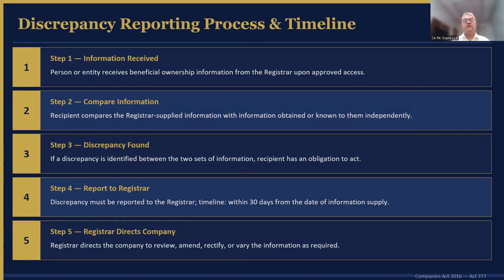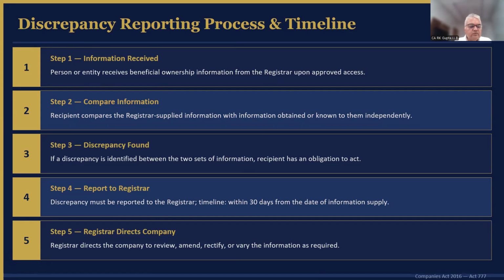Now, discrepancy reporting process and timelines. So, a person or entity receives beneficial ownership information from the registrar upon approved access. The recipient compares the registrar-supplied information with information obtained or known to them independently. Step 3 is discrepancy found. If a discrepancy is identified between the two sets of information, the recipient has an obligation to act.